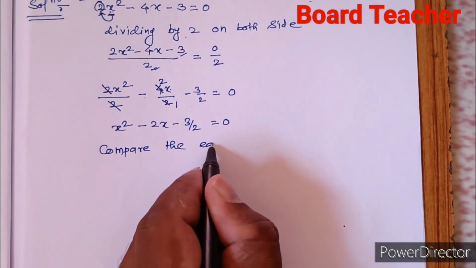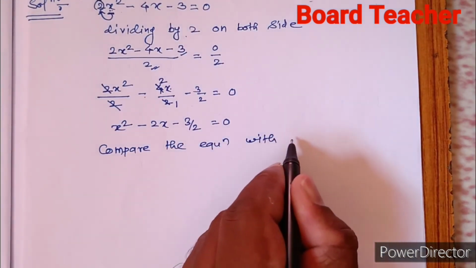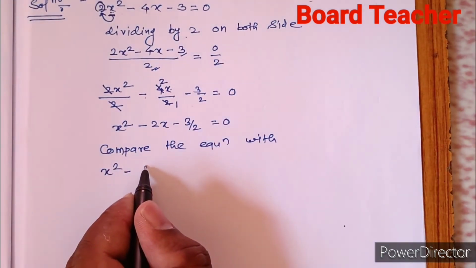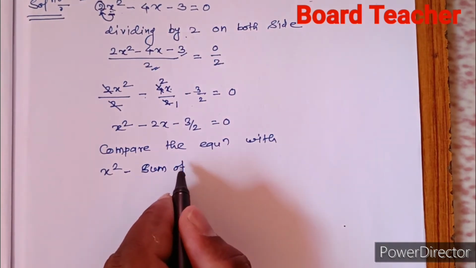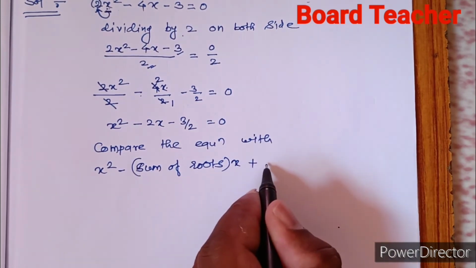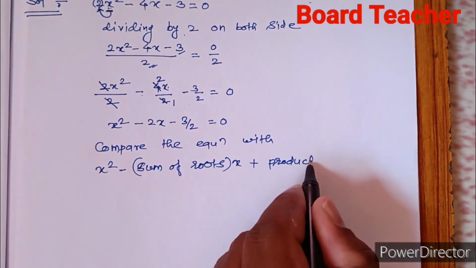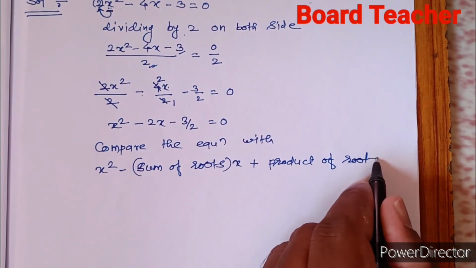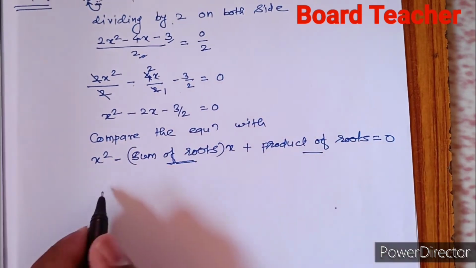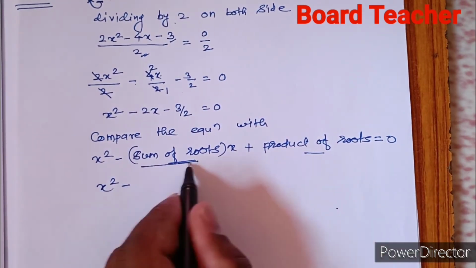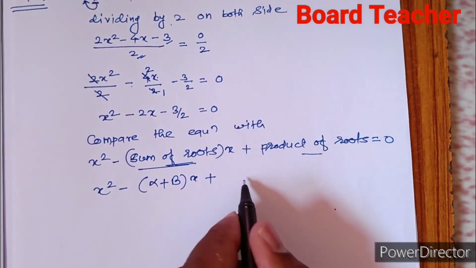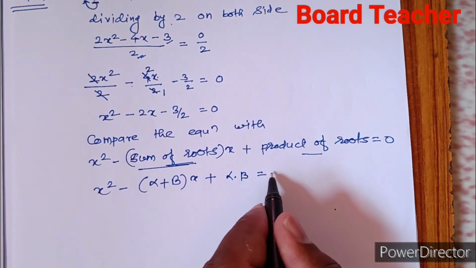the equation with the form, that is x square minus sum of roots into x plus product of roots equals to 0. This is the formula when we know the sum of roots and the product of roots. Therefore it will be x square minus sum of roots, that is alpha plus beta, x plus product of roots, that is alpha dot beta, equals to 0.